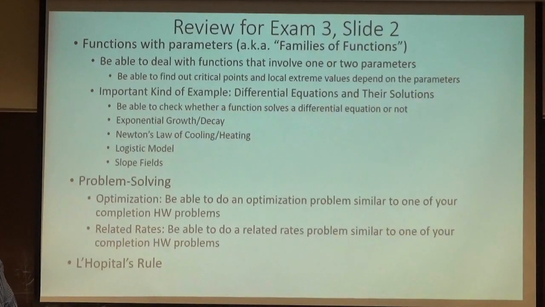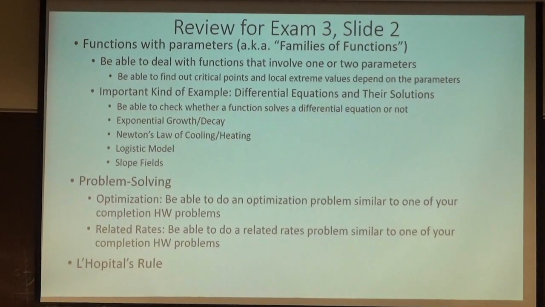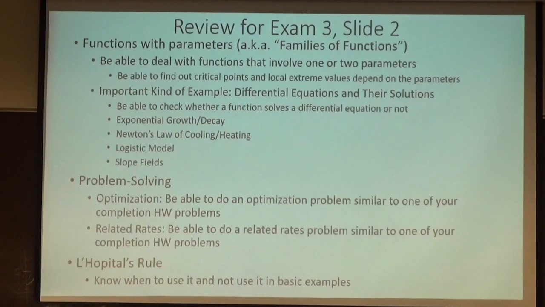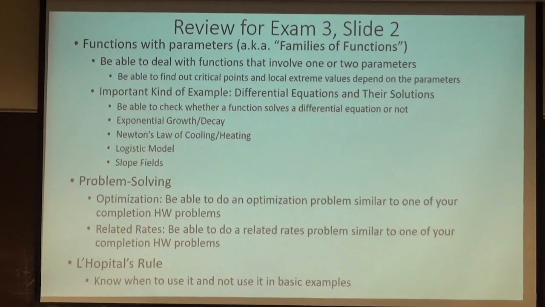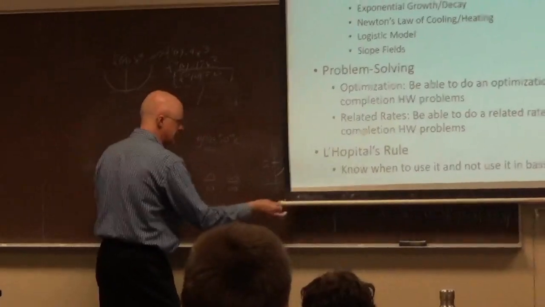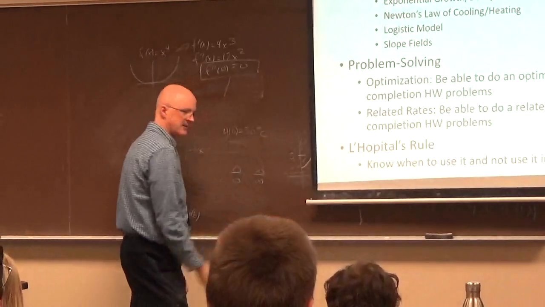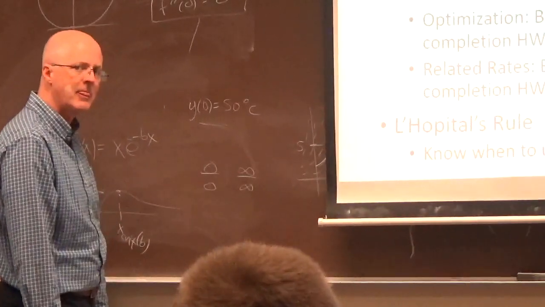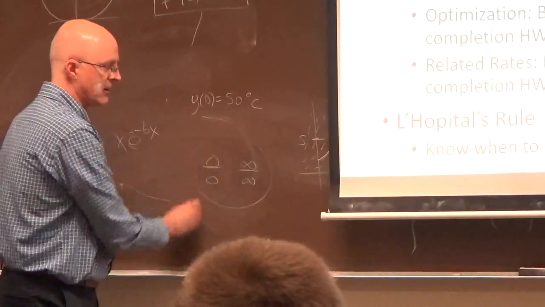So you should look at those and try to remember what I verbally said last week about that. Know when not to use it as well. It's got to be one of those indeterminate forms. Either 0 over 0 or infinity over infinity are the examples we considered. There are actually others. And if it does not satisfy one of those, you do not want to use it.